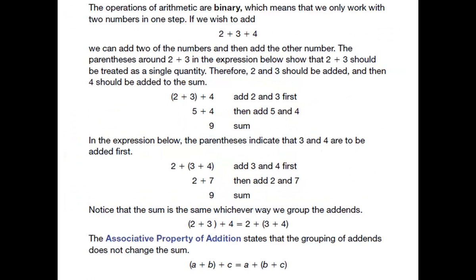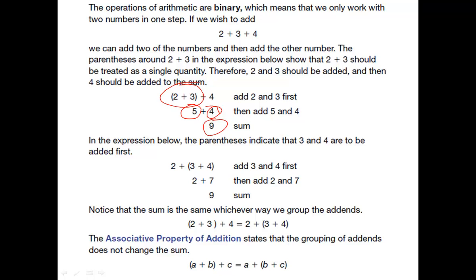The operations of arithmetic are binary, which means that we only work with two numbers in one step. If we wish to add 2 plus 3 plus 4, we can add two of the numbers and then add the other number. Parentheses around the 2 and the 3 in the expression below show that 2 plus 3 should be treated as a single quantity. Therefore, 2 and 3 should be added, and then 4 added to that sum. So you're just going to add that together, which gives us the 5, then add that to the 4, which gives us the 9. You don't go 2 plus 3 plus 4, you go 2 plus 3 is 5, plus 4 is 9.